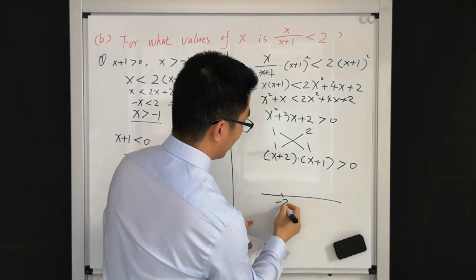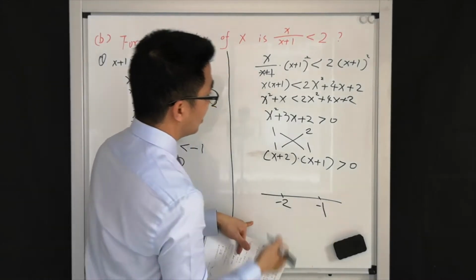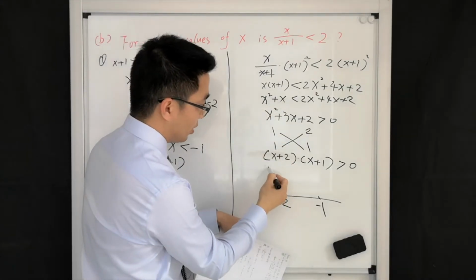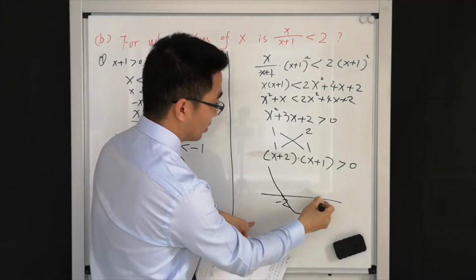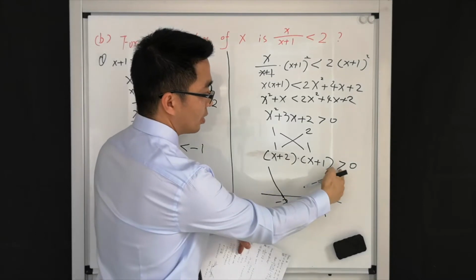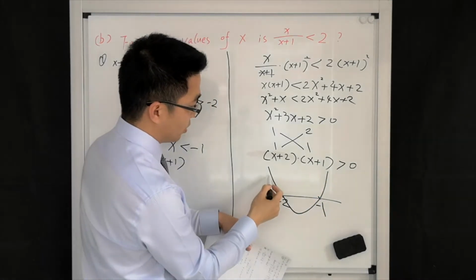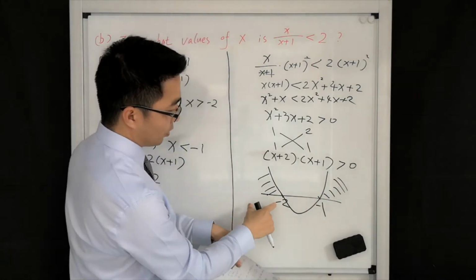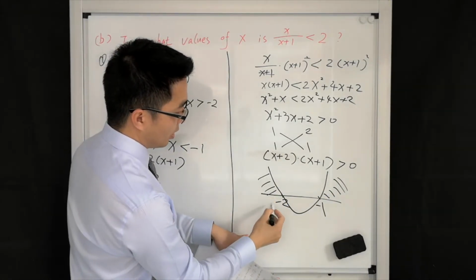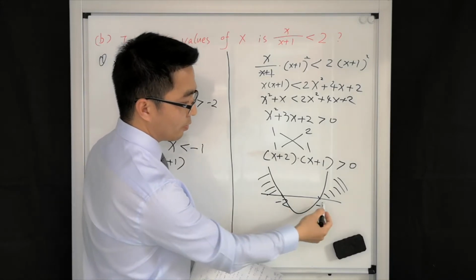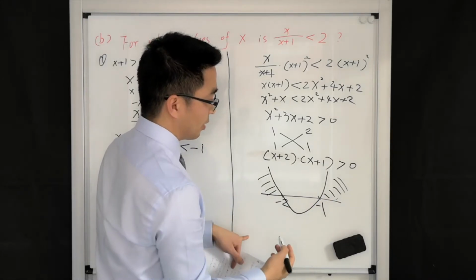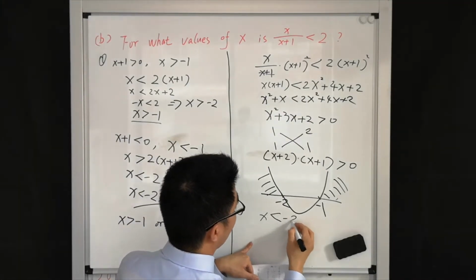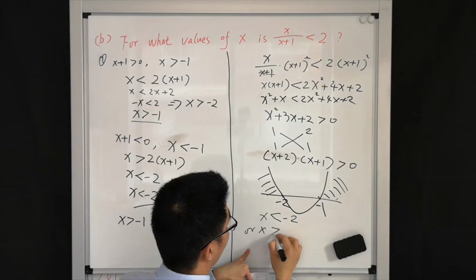So negative 2, negative 1. And because the coefficient of x squared is positive, the parabola should look like this. We need greater than 0 only, so we are choosing these two parts. For here, x has to be less than negative 2. For this part, x has to be greater than negative 1. So we have two answers: x is less than negative 2 or x is greater than negative 1.